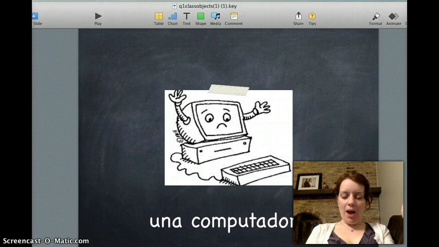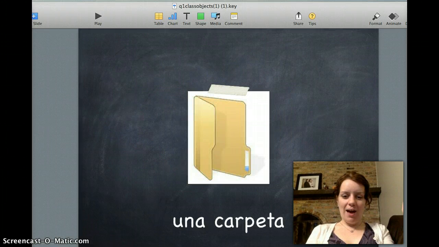Una computadora. In Spain they say ordenador, but if you use computadora, you'll be understood anywhere. Una carpeta, carpeta, here is your folder.